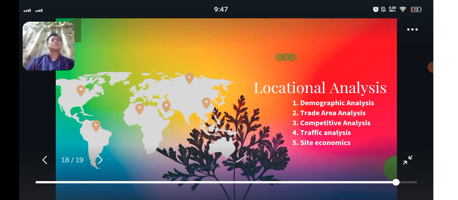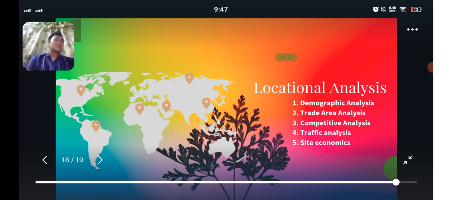The fourth one is traffic analysis. Traffic analysis tries to evaluate the alternative sites in terms of pedestrian and vehicular traffic passing a site, in order to get a general concept of how many potential consumers will pass by the proposed site during the working hours of the shop.